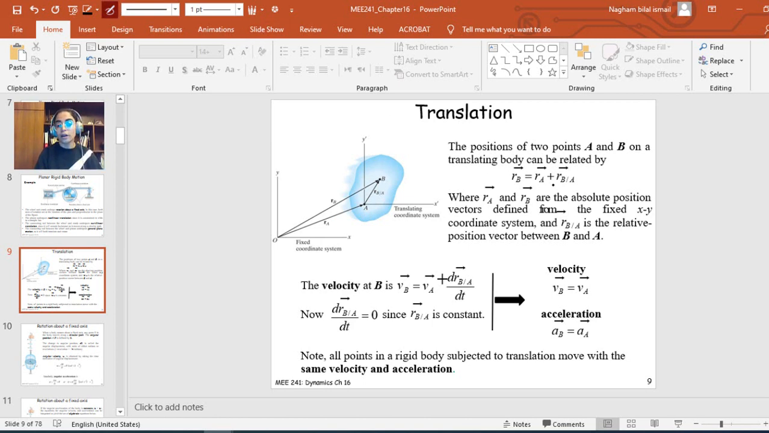However, I'm sure that RB with respect to A is always constant in vector. And why is it constant? Because I have translation, which means if I do the derivative with respect to time to find VB in terms of VA, then I'm going to have that VB will be equal to VA, because the derivative of RB with respect to A is equal to 0, since this is a translational motion. And then if I do the second derivative to find the acceleration, I'm going to have also that AB is equal to AA, which means in translational motion of a rigid body, all the points in this rigid body subjected to translation will move with the same velocity and same acceleration. And this is, of course, not applicable to the case of rotational and then of the general plane motion.